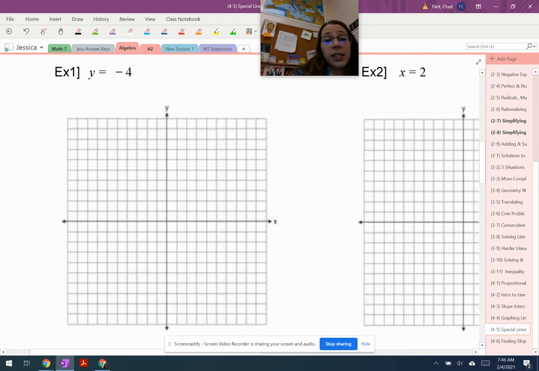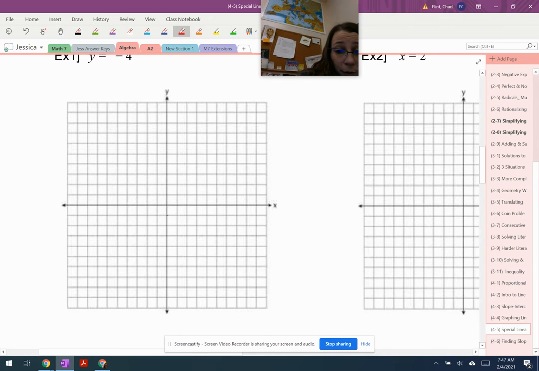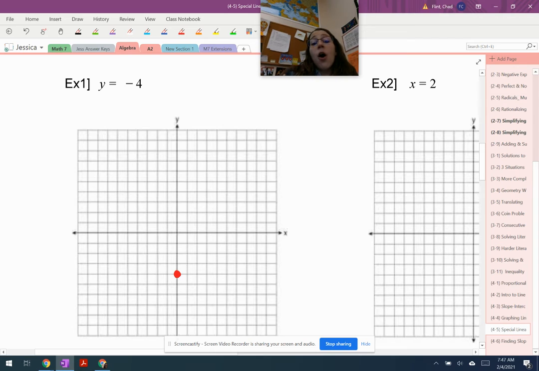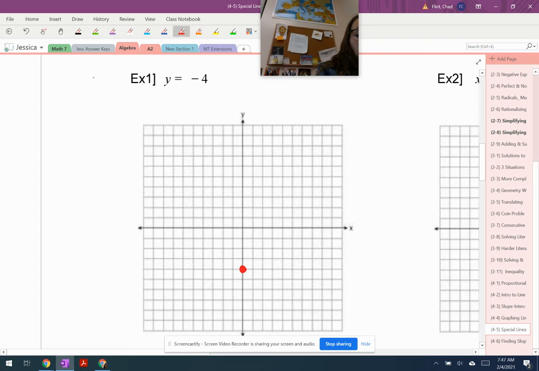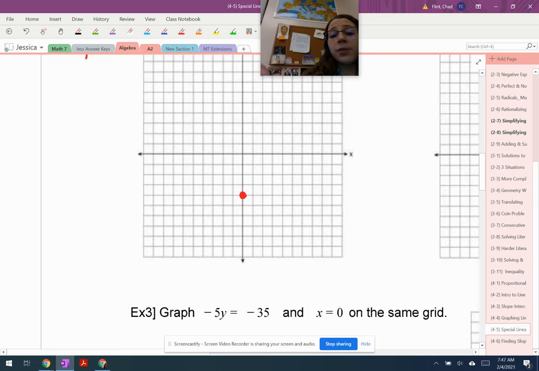Looking at my equation, it says y is equal to -4. Well, where on my graph is there a y value of -4? The y-axis is the up and down one, so a y value of -4 would be 1, 2, 3, down 4 from that origin. Right? That's a y value of -4. Well, I know that it has to be a horizontal line because this is the HOI acronym, meaning it's going to be horizontal. So I can just make a horizontal line through that point.